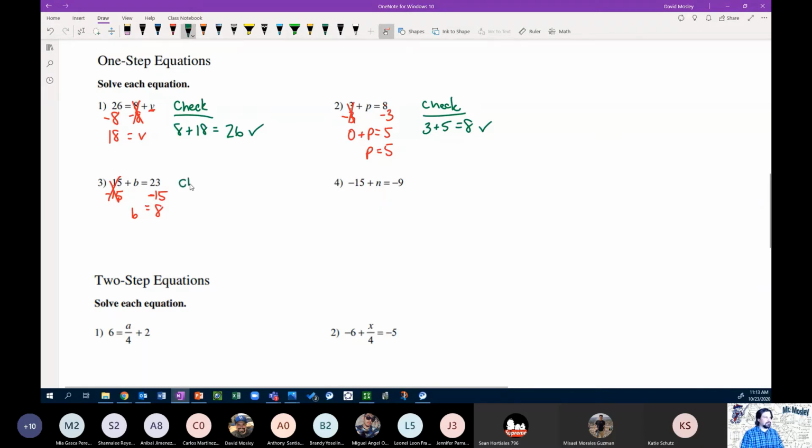And we want to check our work. We have 15 plus 8 equals 23. Hooray. Yes, Shanley, excellent.